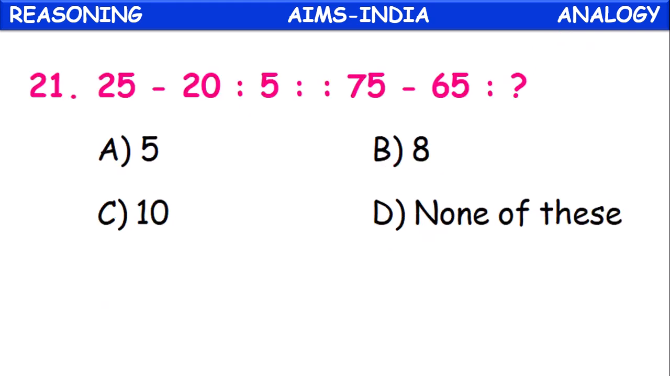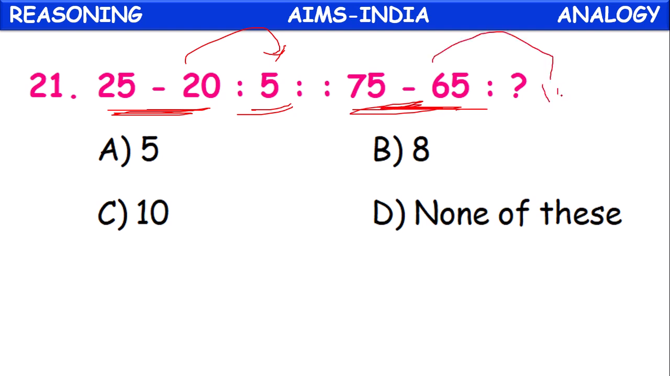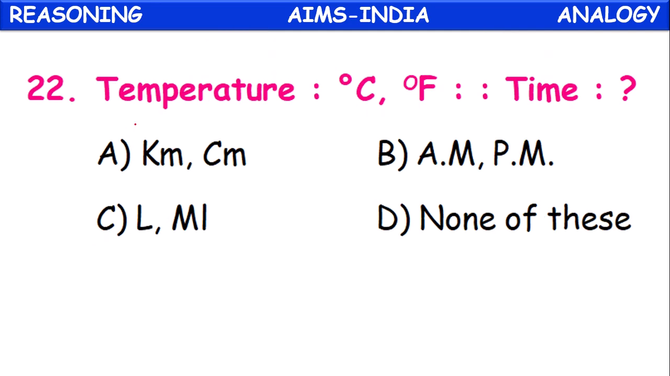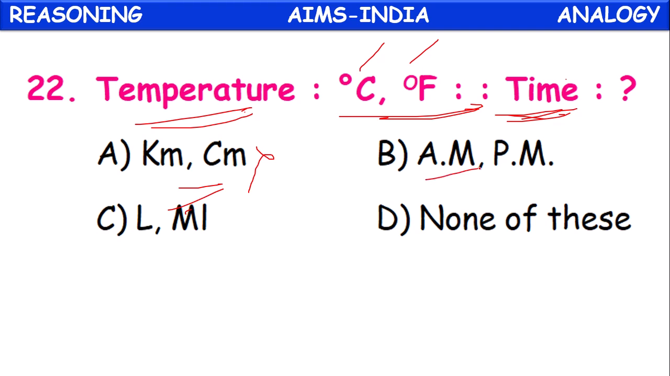So in the glass we have liquid which can be measured in liters. Here we have apples which can be measured in kilograms. So option C is the correct answer. 25 minus 20 related to 5. Their difference is 5. 75 minus 65, their difference will be 10. So option C.